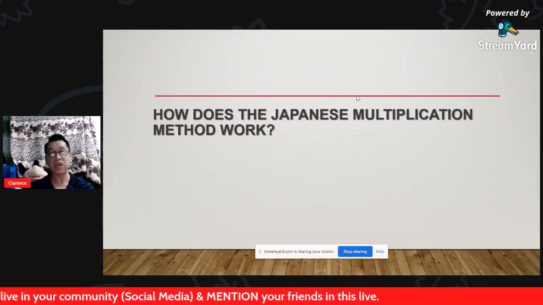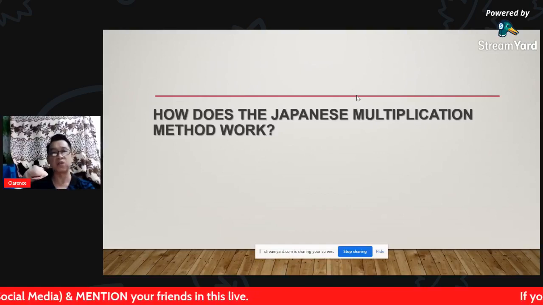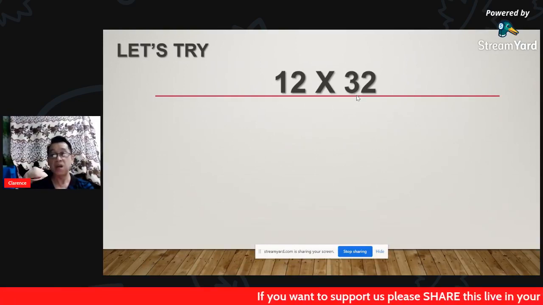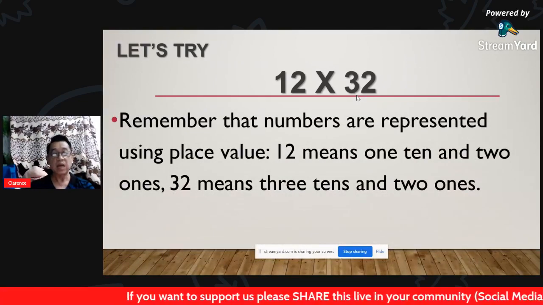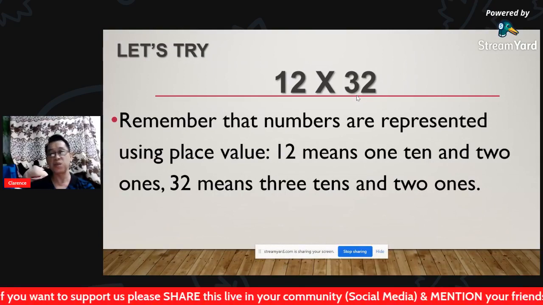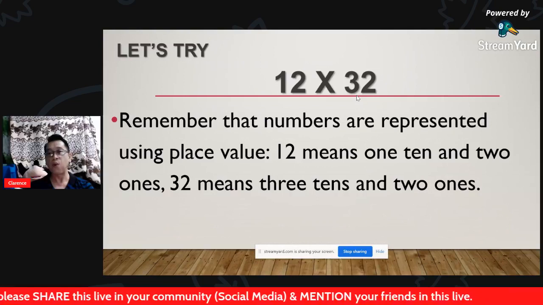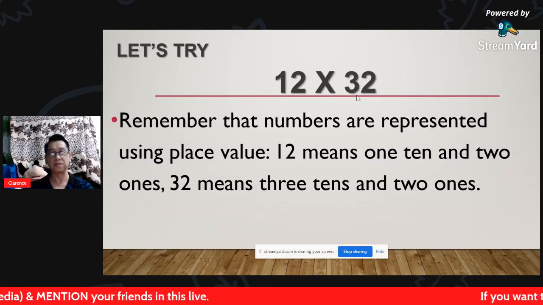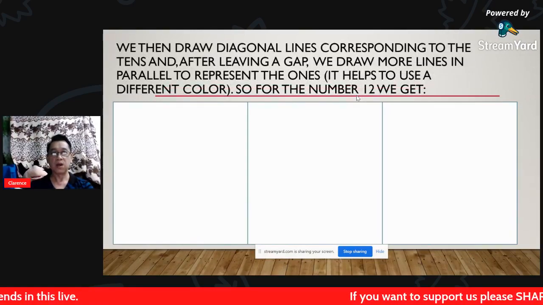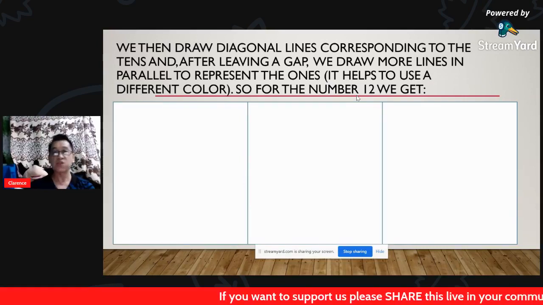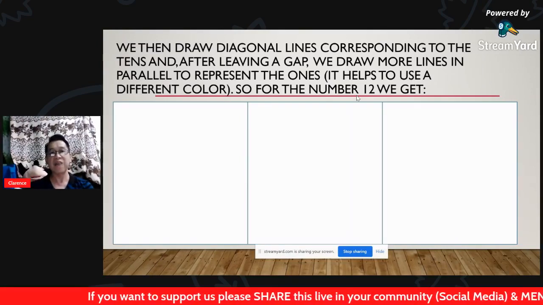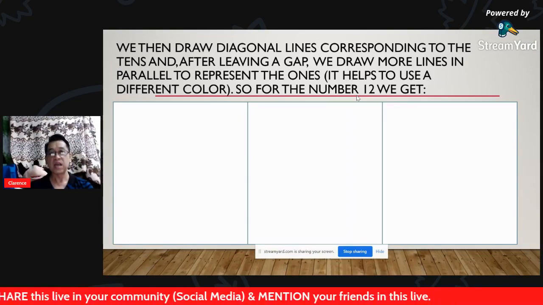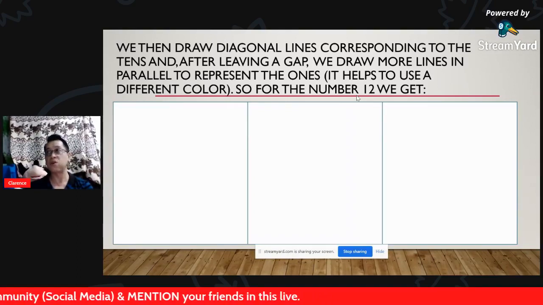How does the Japanese multiplication method work? So let us have some examples. For example, we have 12 times 32. Remember that numbers are represented using place value. 12 means 1 ten and 2 ones. 32 means 3 tens and 2 ones. Then let us draw diagonal lines corresponding to the tens, and after leaving a gap, we draw more lines in parallel to represent the ones. It helps to use a different color.